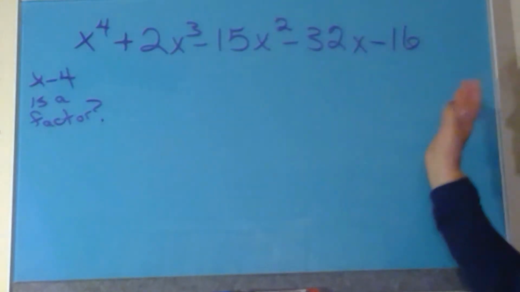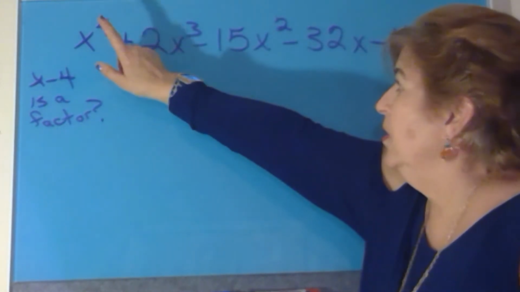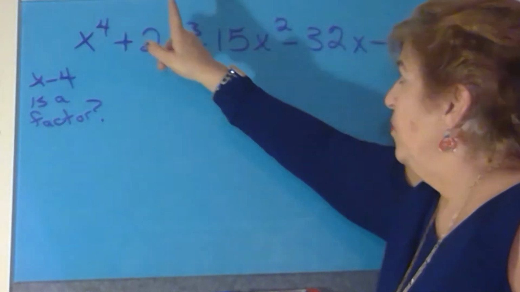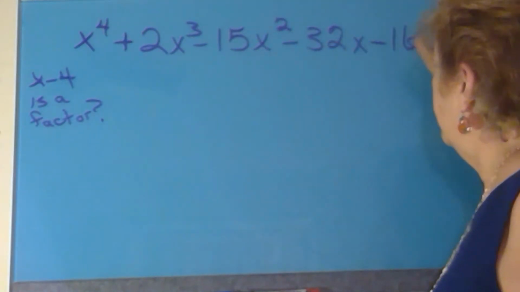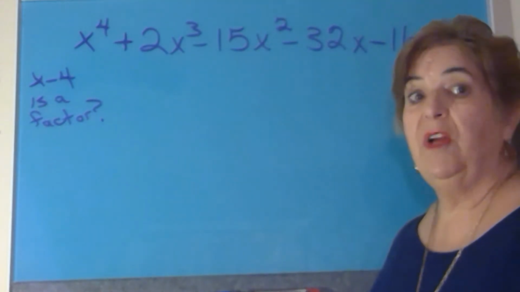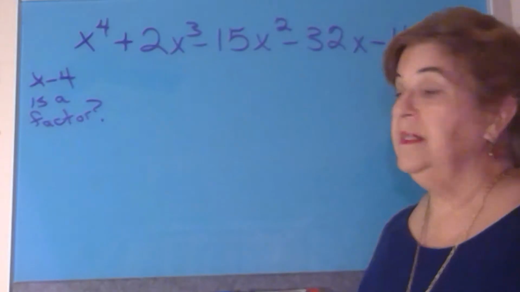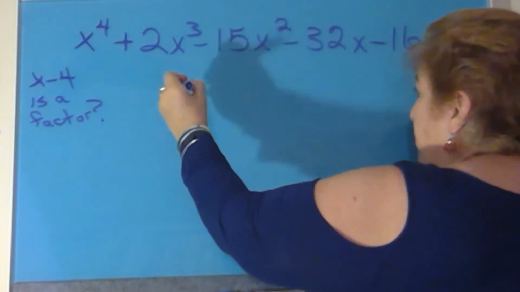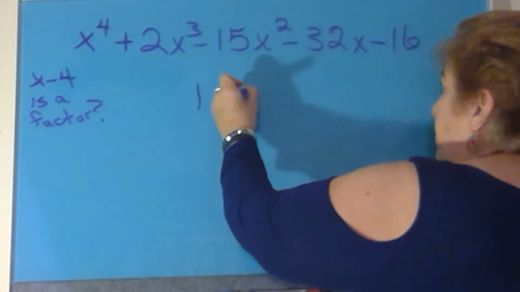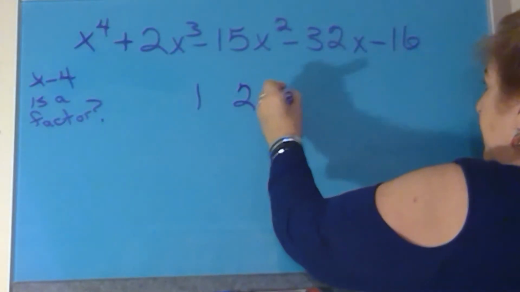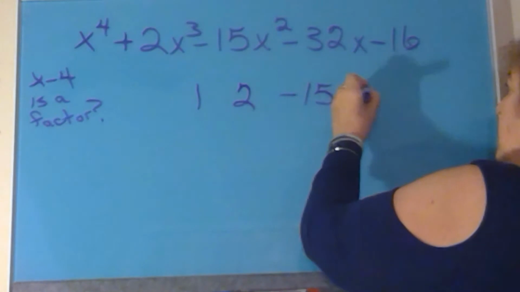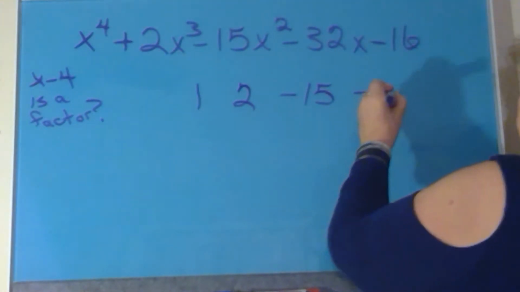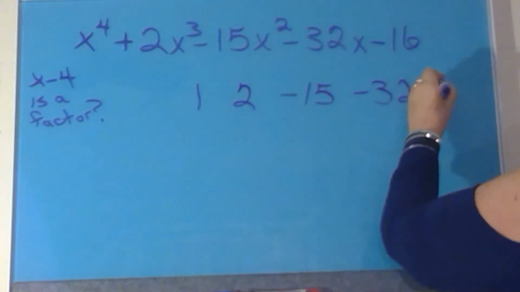Okay, looks like there's a lot of terms, but just to make sure, there's an x to the 4th, the 3rd, the 2nd, the 1st, and a constant. So we have all the terms. We do not need to add any zeros. The coefficient of x to the 4th is 1, and then 2, negative 15, negative 32, and negative 16.